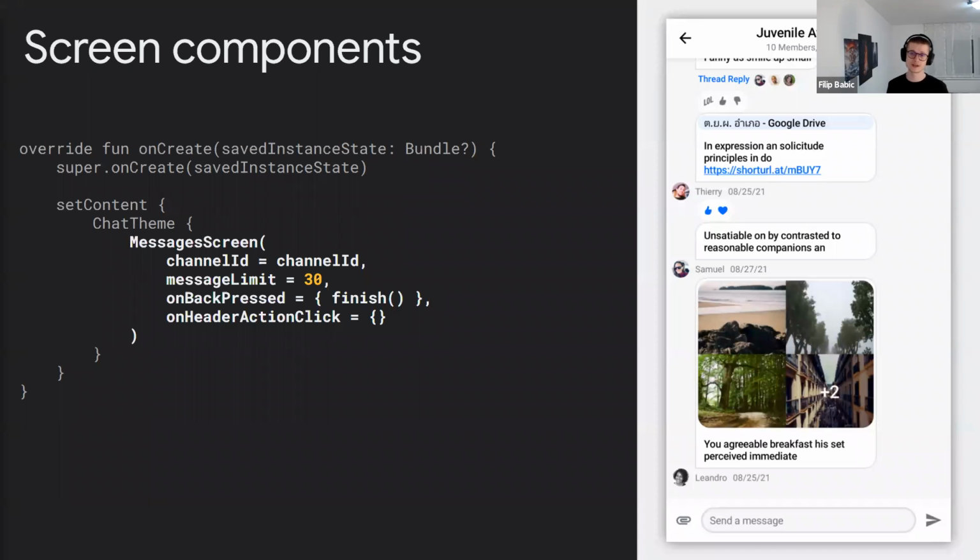Taking a look at the screen component, we have the messages screen here. As you can see on the image on the right-hand side, this offers a rich set of features and a rich experience. Essentially with a few lines of code, you get to build an entire screen where you can chat with other people, send attachments, browse them, and so on and so forth. So you get an entire screen in just a few lines of code.